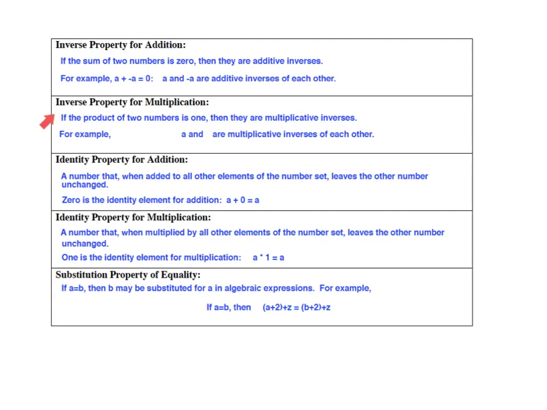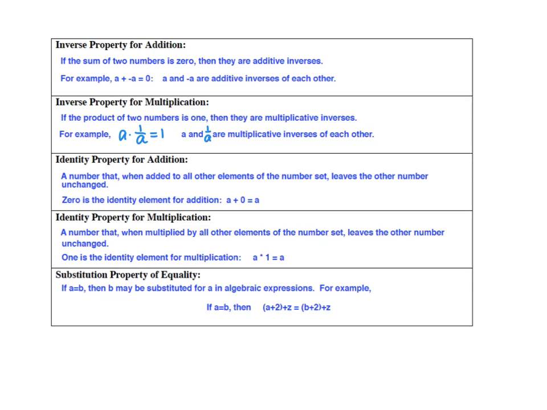Inverse property of multiplication. If the product of two numbers is 1, then they are multiplicative inverses. For example, a times 1 over a is 1. A and 1 over a are multiplicative inverses of each other.